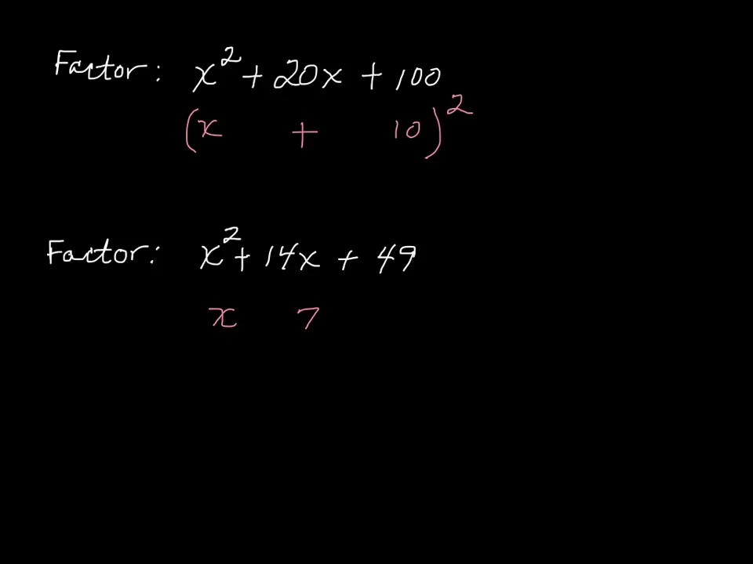So since the middle term is that, we apply that middle term's sign and say, okay, this is what we have: x plus 7 squared. Now, if that middle term was anything other than 14, it would not be a perfect square, and we couldn't factor it this way.